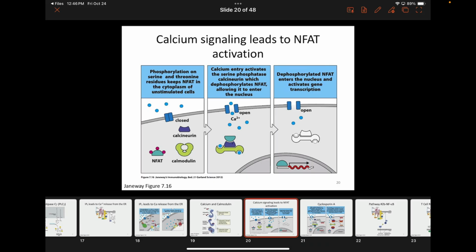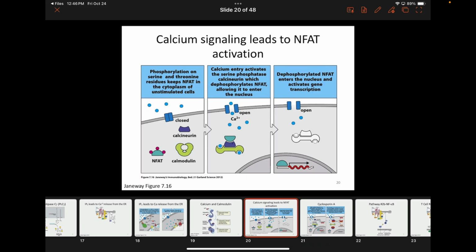NFAT starts out its life with a bunch of phosphates on it. Those phosphates make it so NFAT is not allowed in the nucleus. So it's sad, it wants to go in the nucleus, but it's not allowed because of the phosphates. So here you can see NFAT. It's not in the nucleus because it's not allowed. Sad for it. When calcineurin is activated, it removes the phosphates from NFAT. So you can see that removal here. Once the phosphates are removed from NFAT, NFAT is allowed into the nucleus and it can start doing transcription.